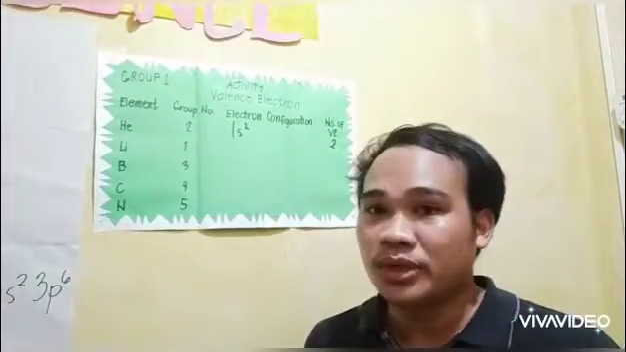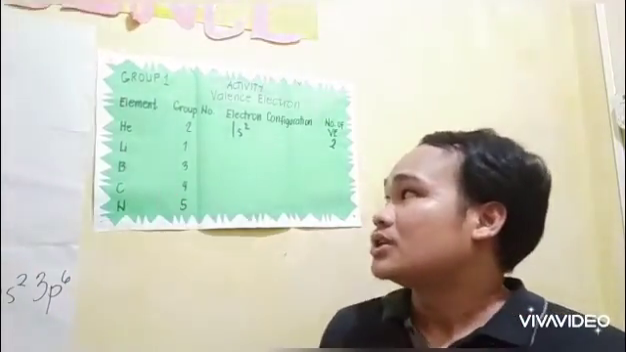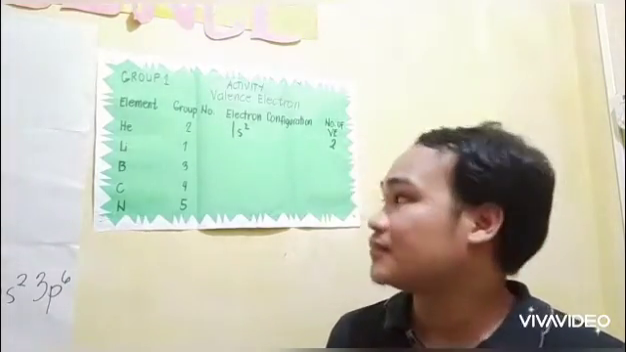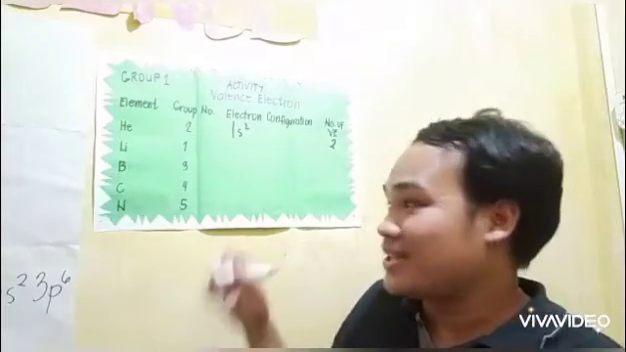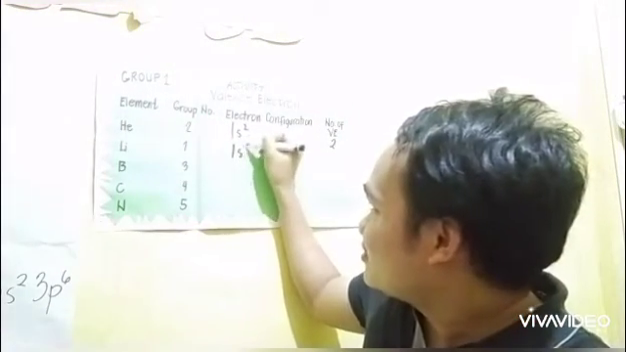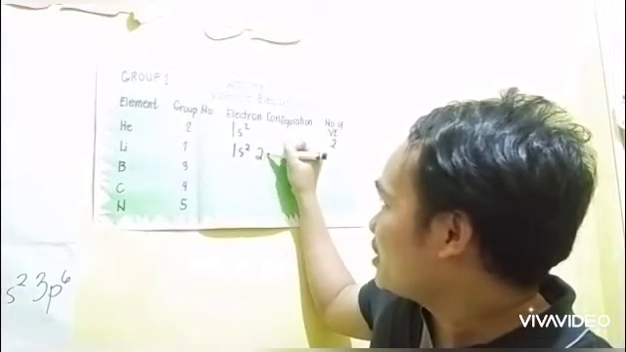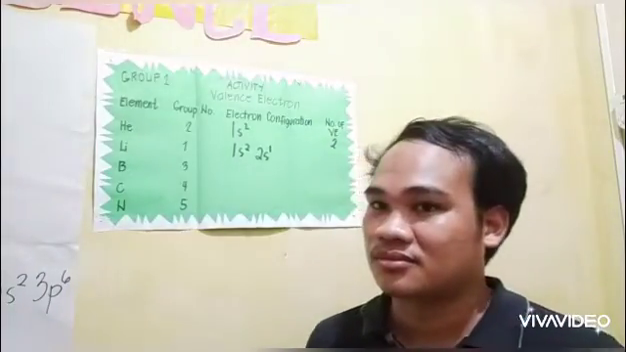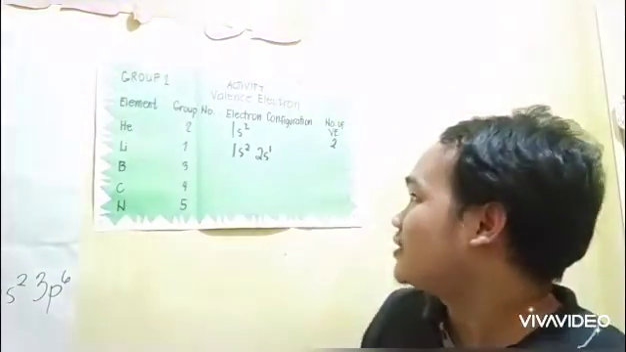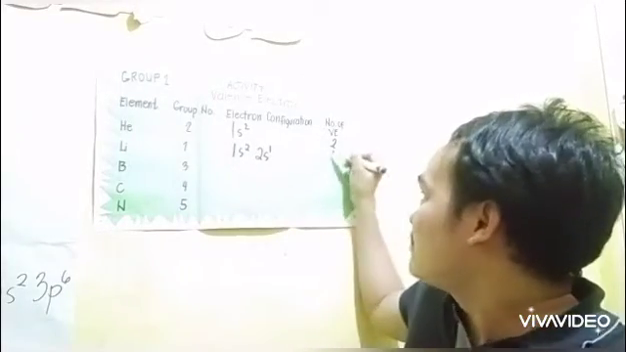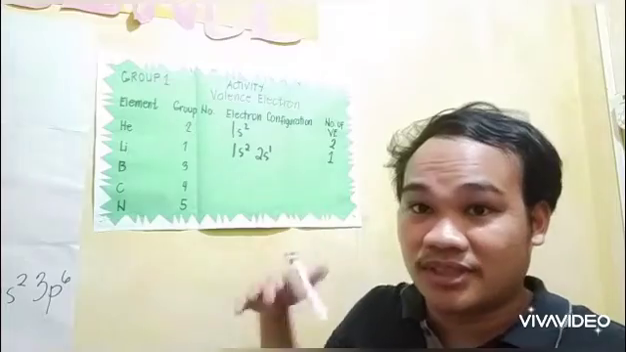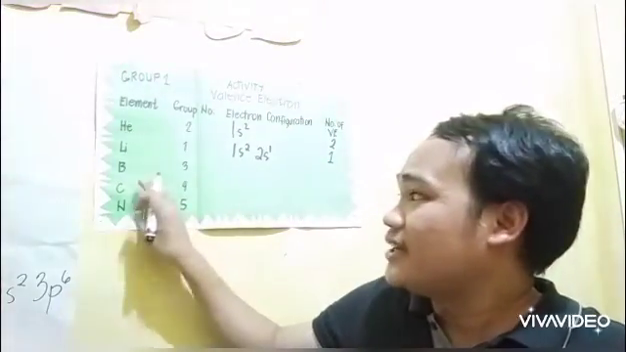Okay, another one, we have lithium. So what is the atomic number of lithium? Okay, 3. It's correct, 3. Okay, 1s2, 2s1. So therefore the valence electron of lithium is 1. Can you follow?